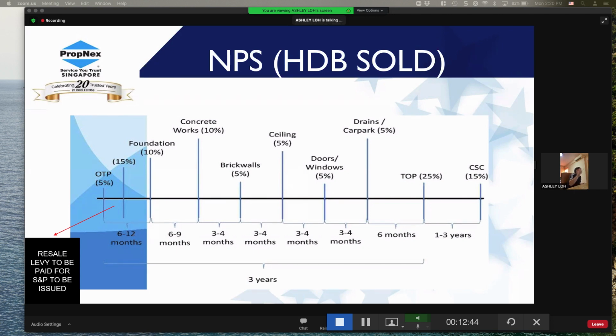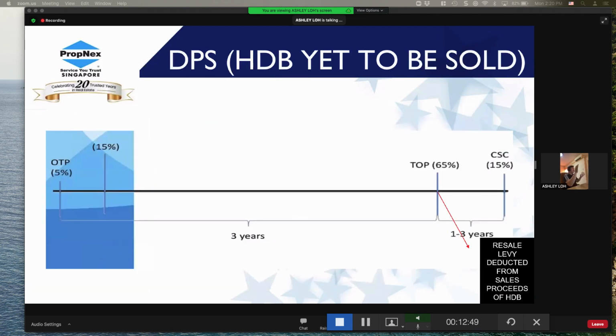Now, if your HDB is sold after taking possession of your EC, upon TOP, you have 6 months to sell your HDB. Once you sell your HDB, it will be auto deducted from your sales proceeds of the HDB. I think everyone is clear so far?